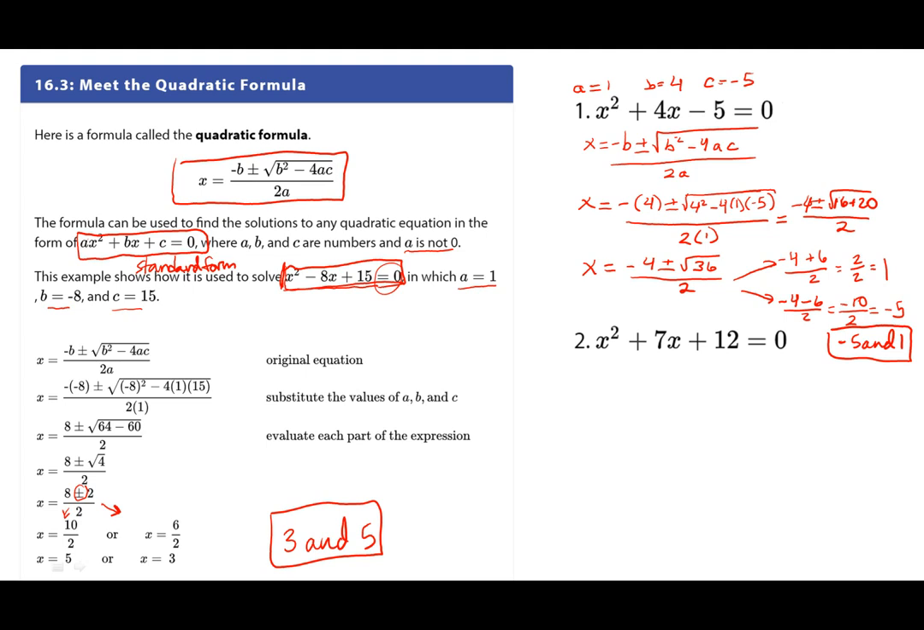Let's try the next one. We always want to identify what our coefficients are, what the a, b, and c values are. A is 1, the coefficient of x squared is 1, b equals 7, the coefficient of the x is 7, and then our constant term that's being added here at the end is 12. It's important that before we say these are a, b, and c, we make sure that it's in standard form, so it was set equal to 0.